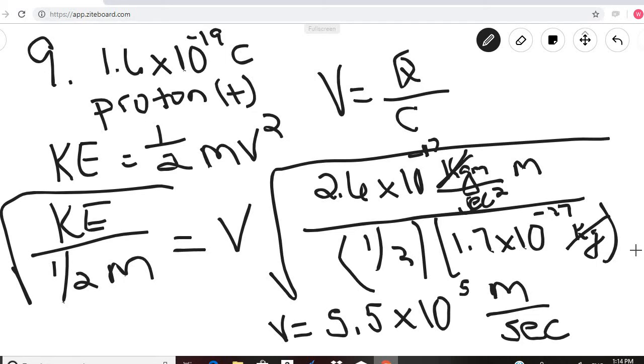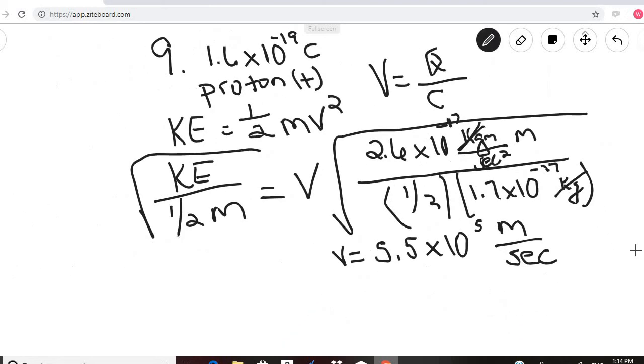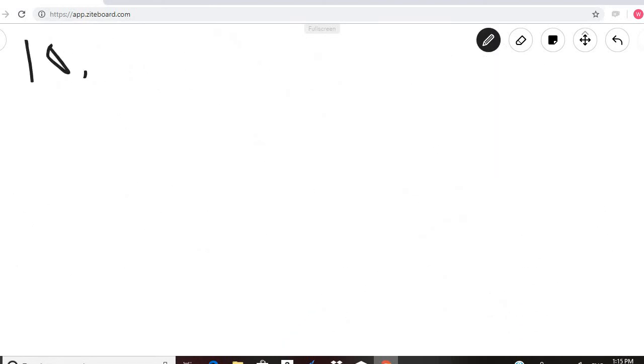Okay, so as that proton is moving from the positive plate to the negative plate, it will be moving at a velocity of 5.5 times 10 to the 5th meters per second when it reaches the negative plate. Okay, last one, number 10.